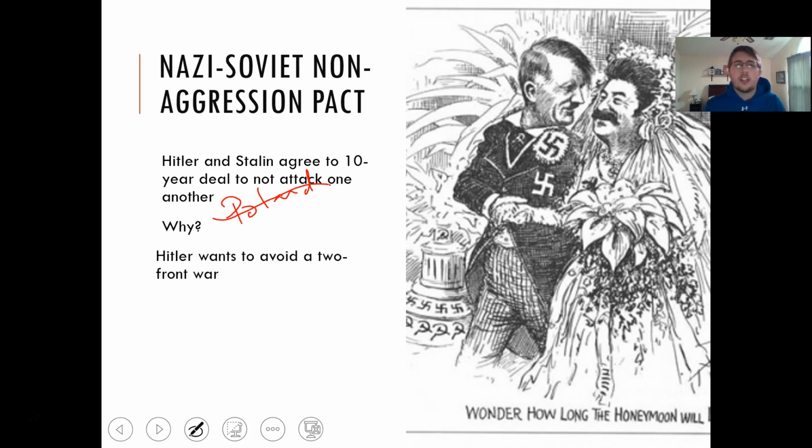Personally, Hitler and Stalin are not friends. Hitler wants to avoid a two-front war, and Stalin does not want to fight the Germans if he can help it. So it's a win-win, right? The Soviets get Poland and the assurances that an aggressive Nazi Germany will not attack them. Hitler wins because now he doesn't have to worry about a strong enemy on his eastern side. He can focus it all on the west.